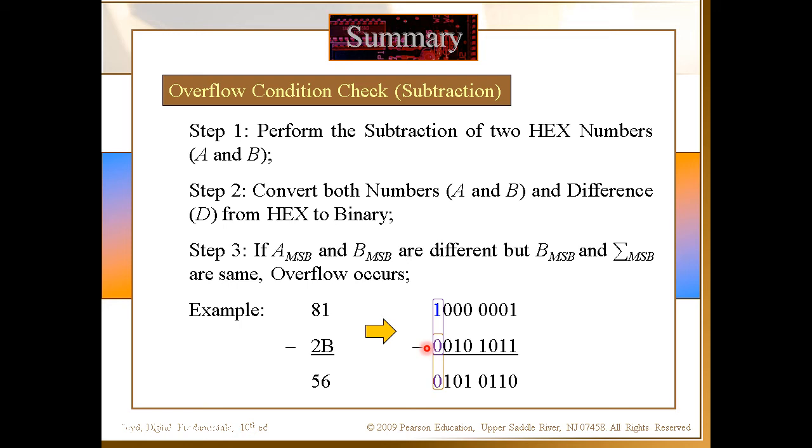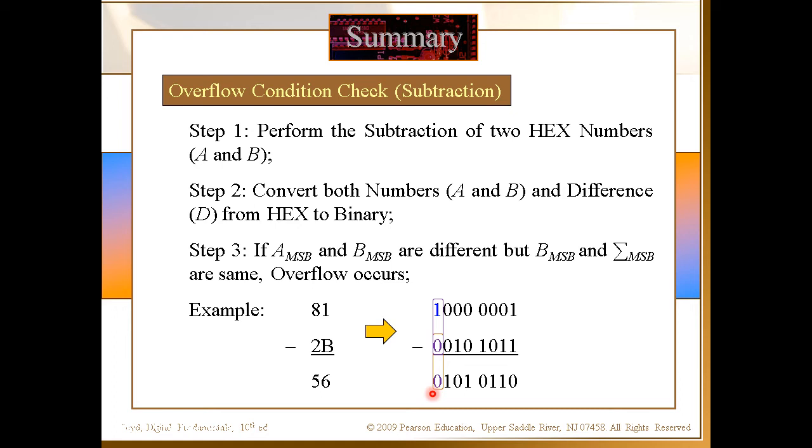Now, how do I detect there is an error? If the most significant bit of A and B are opposite, but the most significant bit of B and the summation are the same, then we can tell there is an error. So that means these two must be different, and this one and the last one are the same. If this happens in case of subtraction, then we can tell there is an overflow condition. So it's again the same thing. All you need is the most significant bit. Just from the most significant bit, you should be able to identify whether there is an overflow condition or not.